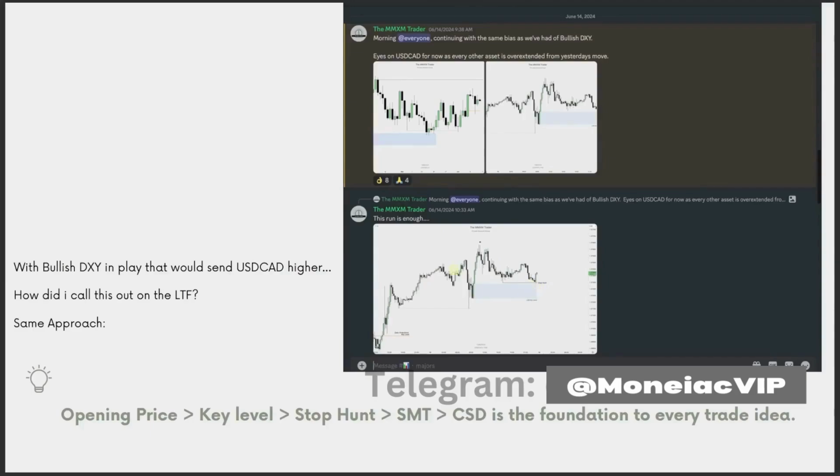So there was a little liquidity run over here. So same approach again, right? Opening price into a key level, want to see a stop hunt with SMT, and then the change in the state of delivery is the foundation for that trade setup.